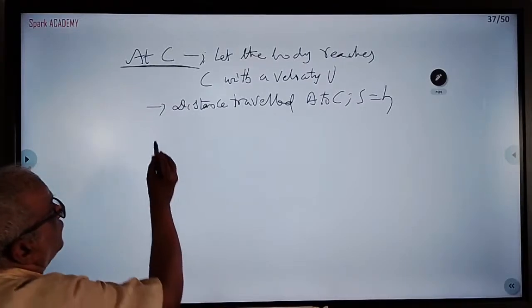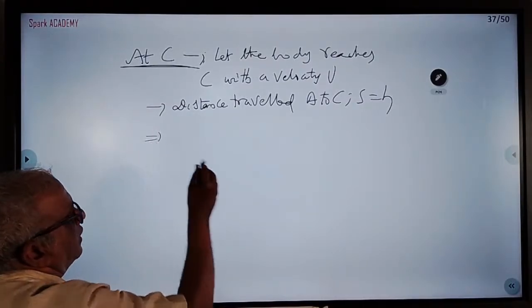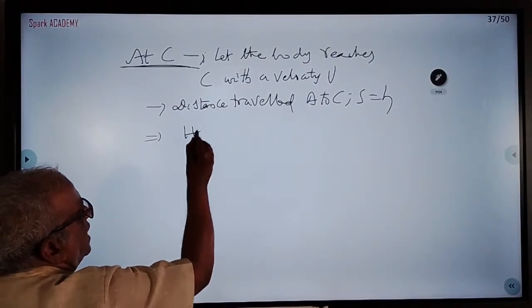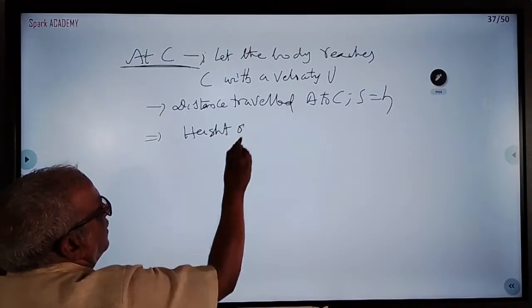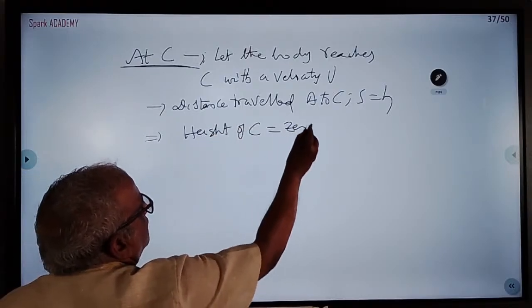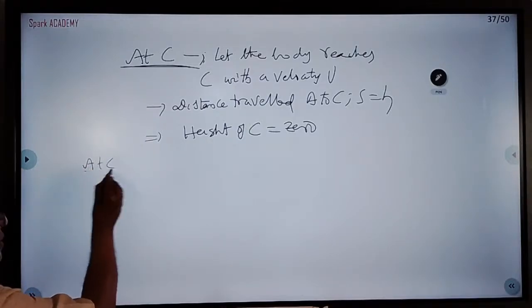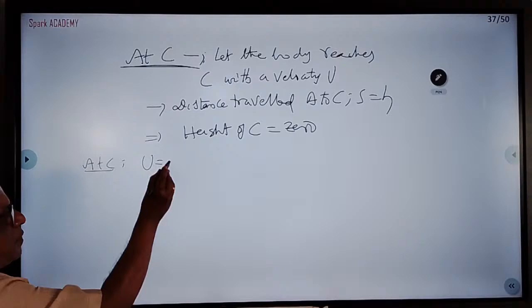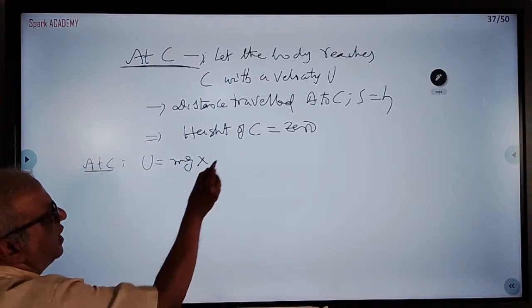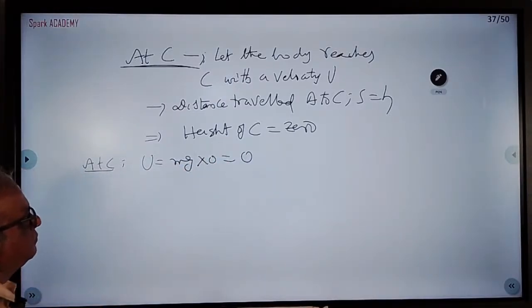Now, what is the height of C? Height of C is 0. It is reaching the ground. Therefore, at C, potential energy: height of C is 0, so mg into 0, potential energy is 0.